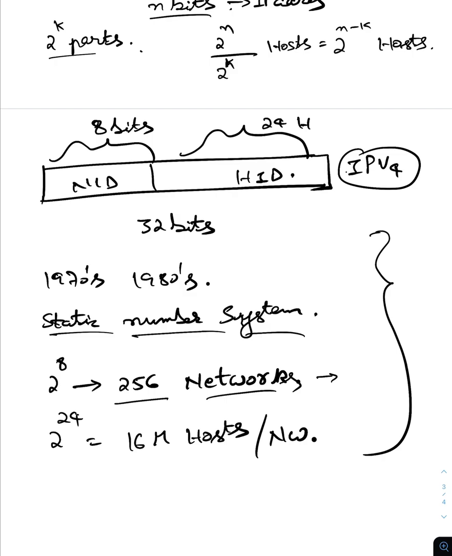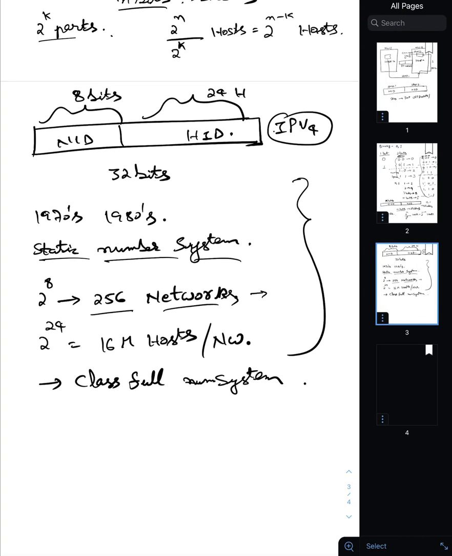And we are using something called the Classful system. So we came from the static number system to the Classful number system. Let me explain what a Classful system is now, and how IP addresses are formed according to this Classful number system.